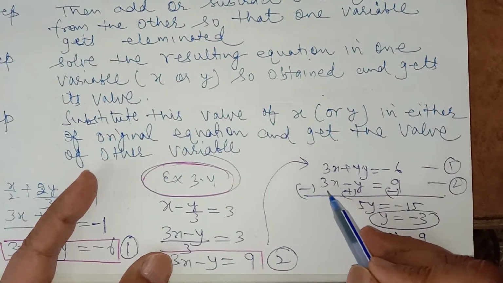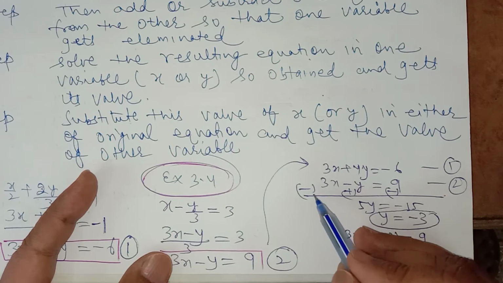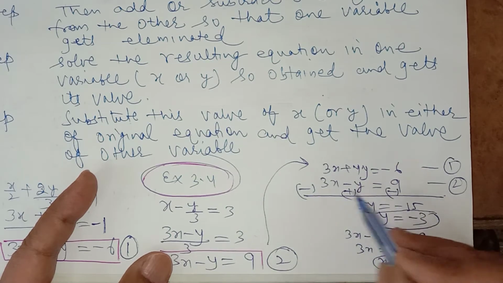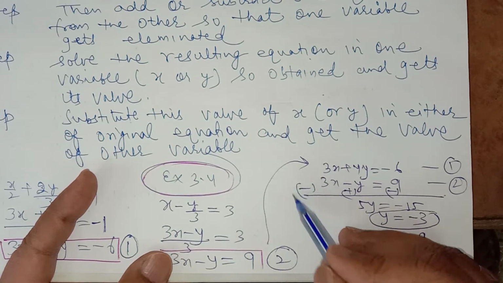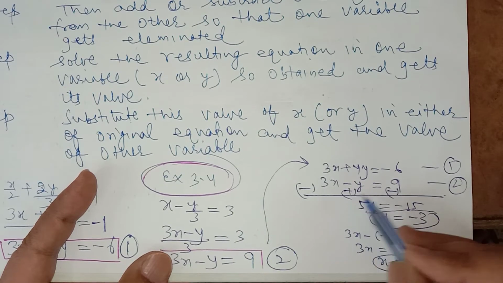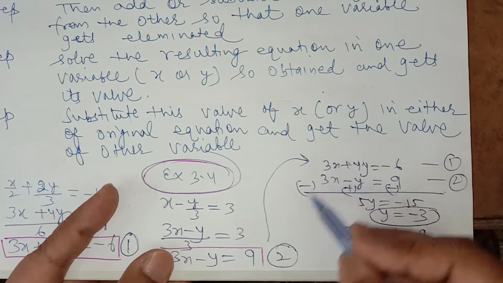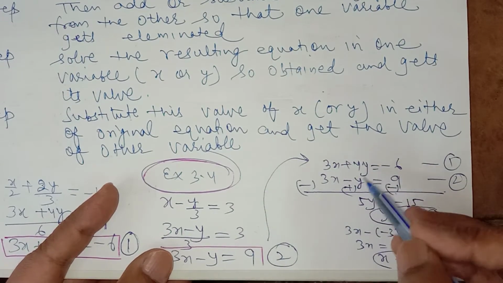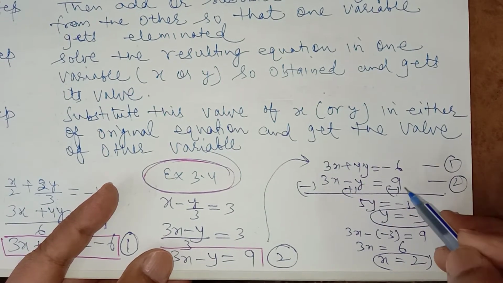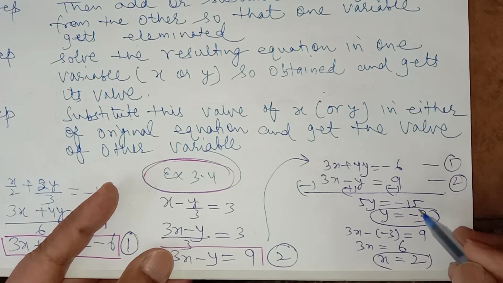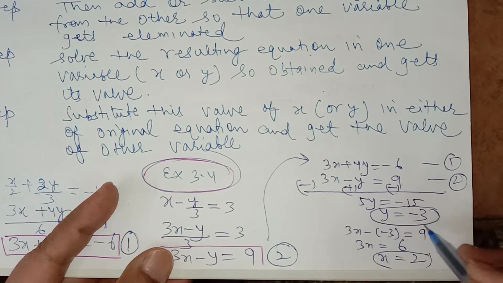Now if we subtract the second equation from the first, for subtracting you have to change the sign of the second equation. This is plus, change into minus, put in the bracket. This is plus, change into minus. This is plus, change into minus. Subtracted, the x will be eliminated. That is why it is known as the elimination method. 4y plus 1y, 5y, and minus 6 minus 9 is minus 15. So the value of y is minus 3.